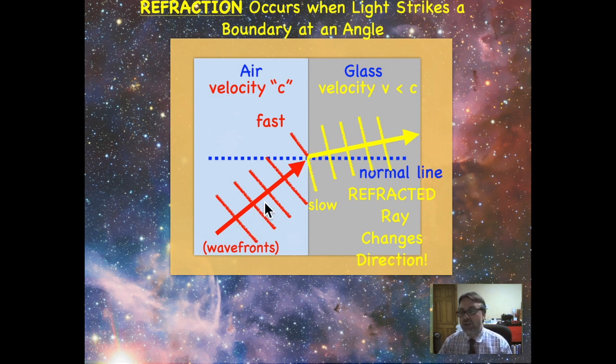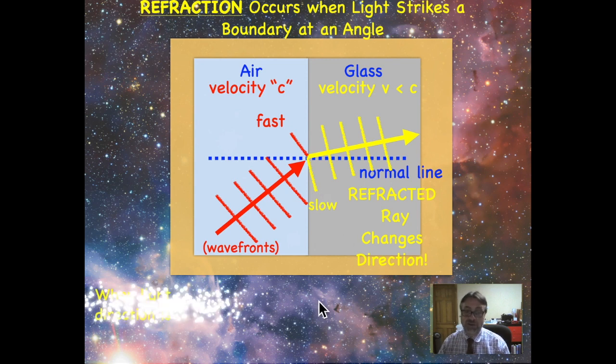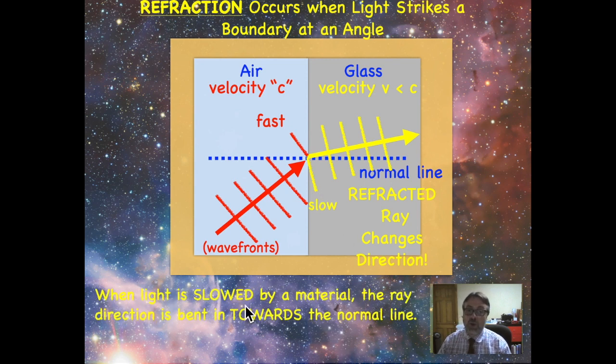Now this only occurs when you hit at an angle. When you came straight along the normal line, as we started the discussion, the entire wave hits the glass at the same time and the speed changes all at once. So this bending doesn't occur. But if I hit at an angle, part of the wave will hit the boundary first and slow first, causing the wave to change direction. So when light is slowed by a material, the ray bends inwards towards the normal line.